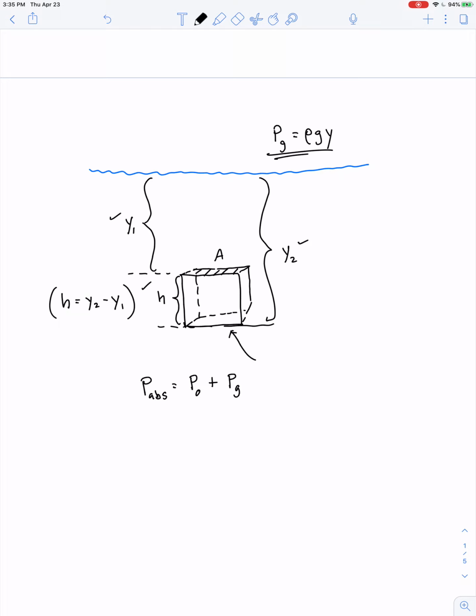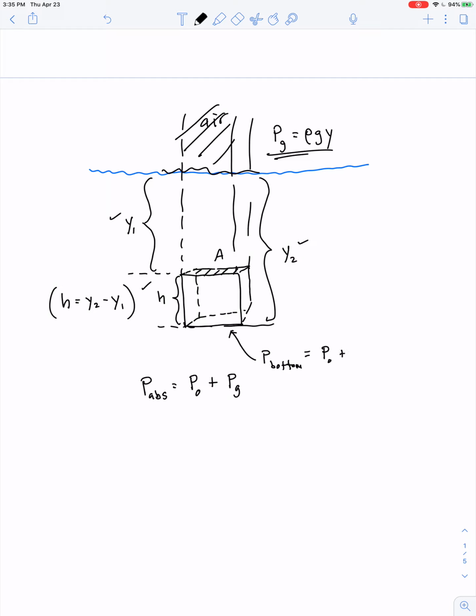So what's the pressure at the bottom? The pressure at the bottom is atmospheric pressure. Now, keep in mind what atmospheric pressure is all about. That's due to the weight of all of the air above sea level, okay, plus some gauge pressure. Well, the gauge pressure at the bottom surface is rho times g times y2. So that has to do with all the fluid from the surface to the bottom pushing down. Then there's a pressure acting at the top.